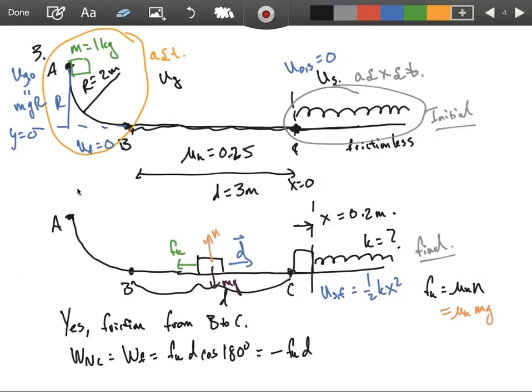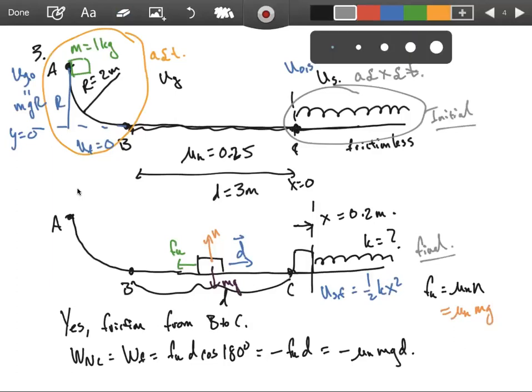Plug that back in. So this becomes then minus mu sub k mg. Good. Now, the next question is, well, how do we actually solve this problem? It turns out there's a couple different ways we can solve this problem, but one way we could do it is we could split this up into sections, right?